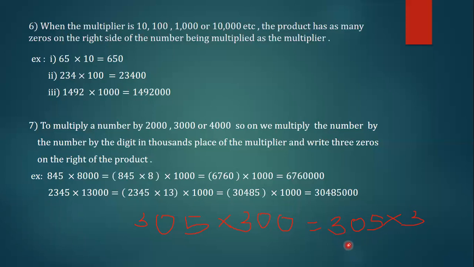Now 305. I will multiply these two first, and 300 is 3 into 100. So this product will be 305 into 3, it will be 915. So 915, and these 2 zeros I will write to the right of the number. So this is the easy way of finding the product. Hope you understood this.